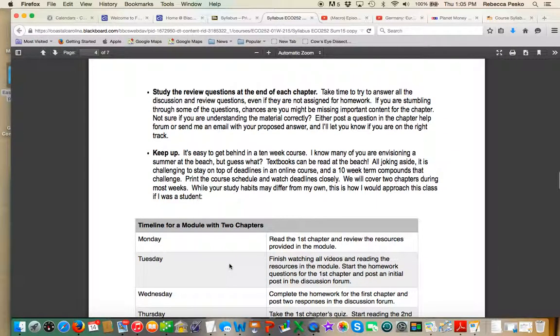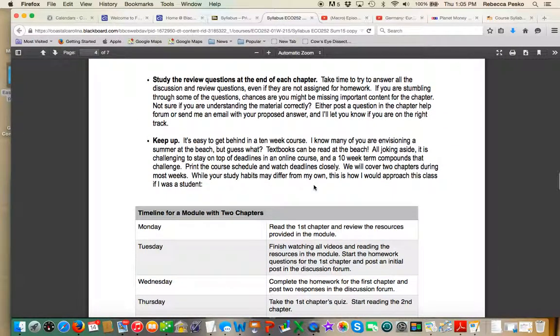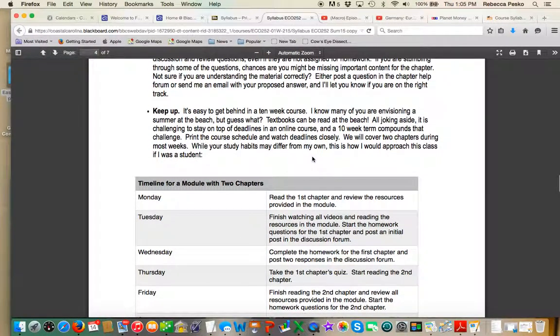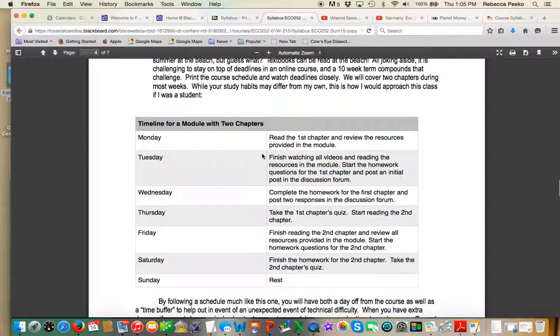And keep up. It's really easy to get behind in a 10-week course. So I say, take your book to the beach. Might not be the best study environment, but this is a class where you cannot fall behind. To help you with an idea of what to do with 2 chapters in a module, I made a suggested timeline here as to how you could allocate the work so that you don't roll around on Friday and realize that you are kind of out of luck for that week. So take some time and look through each of these items and see if that schedule would work for you.